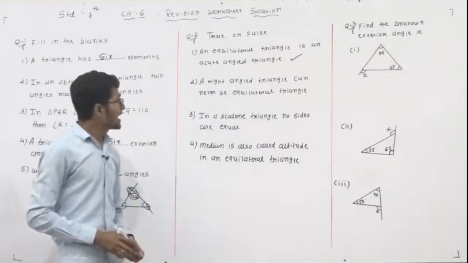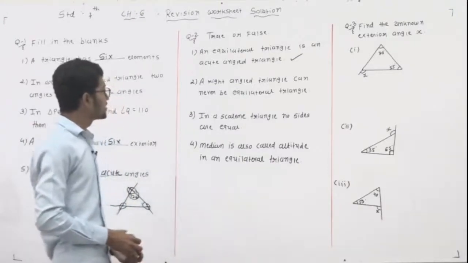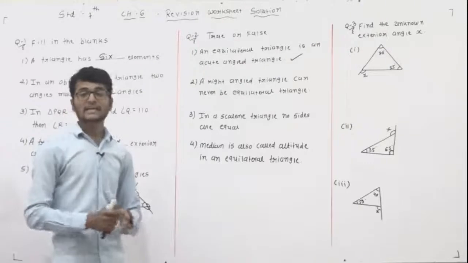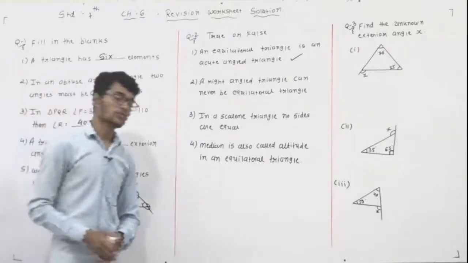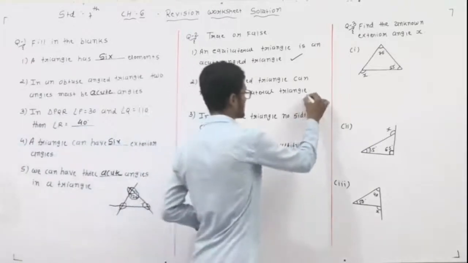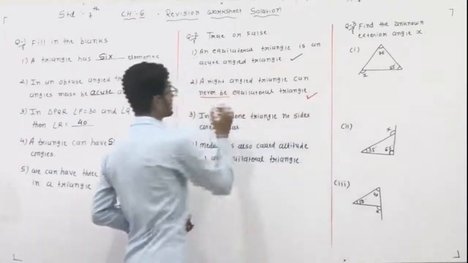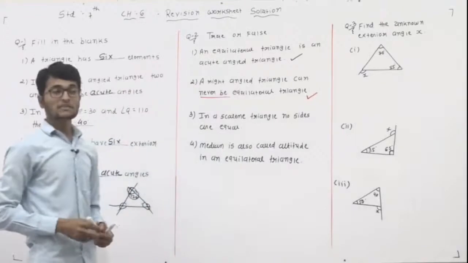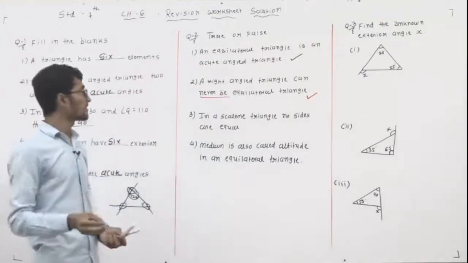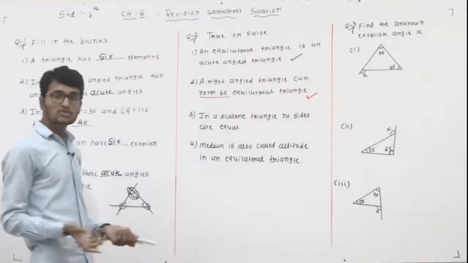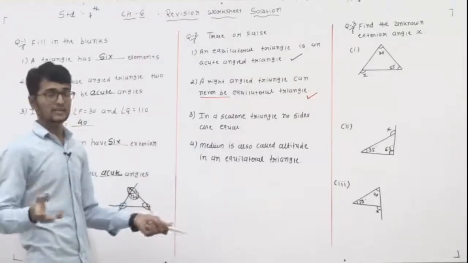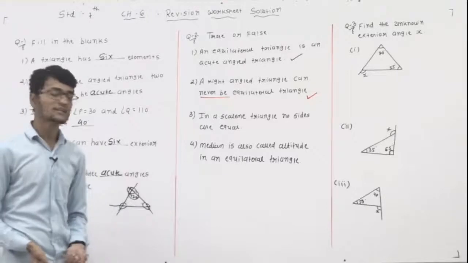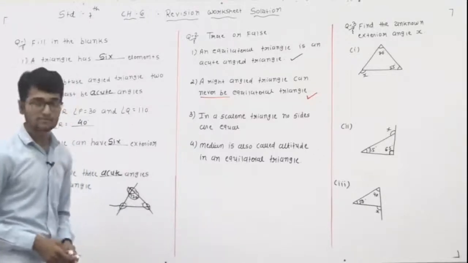Next one: a right angle triangle can never be an equilateral triangle. Yes or no? Yes, this statement is right. Never be an equilateral triangle, this means a right angle triangle is not an equilateral triangle. Right angle and equilateral, these two are different triangles. So a right angle triangle is not an equilateral triangle. This means this statement is the right statement.